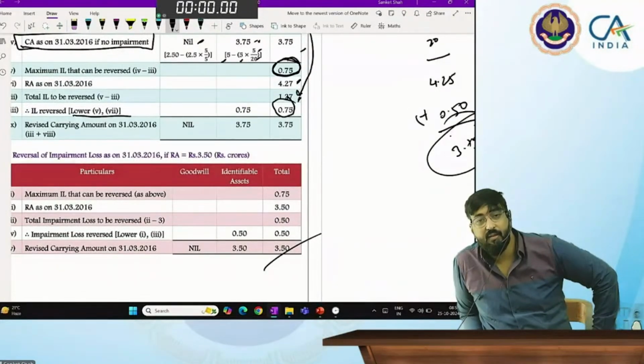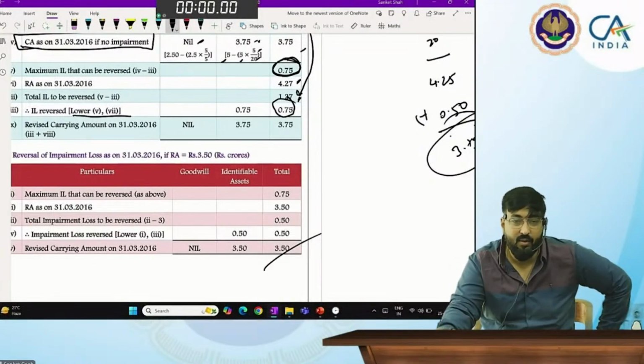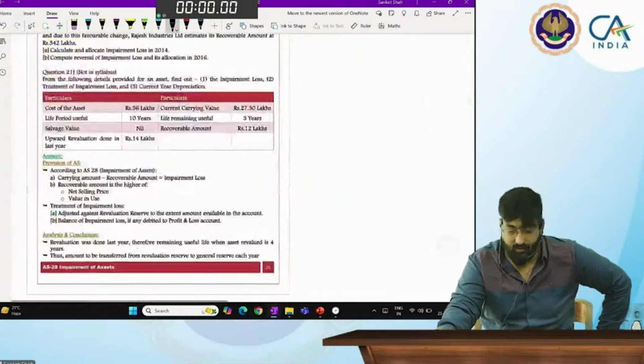Easy था? Whichever is lower ना? तो 0.75 there is maximum you can reverse it. और आपका इम्पेयरमेंट रिवर्स कितना करना है? 0.5. whichever is lower, तो 0.5 और 0.75 कौन सा आया? नहीं समझ आ गया ये मुन्ना? हाँ ठीक है.